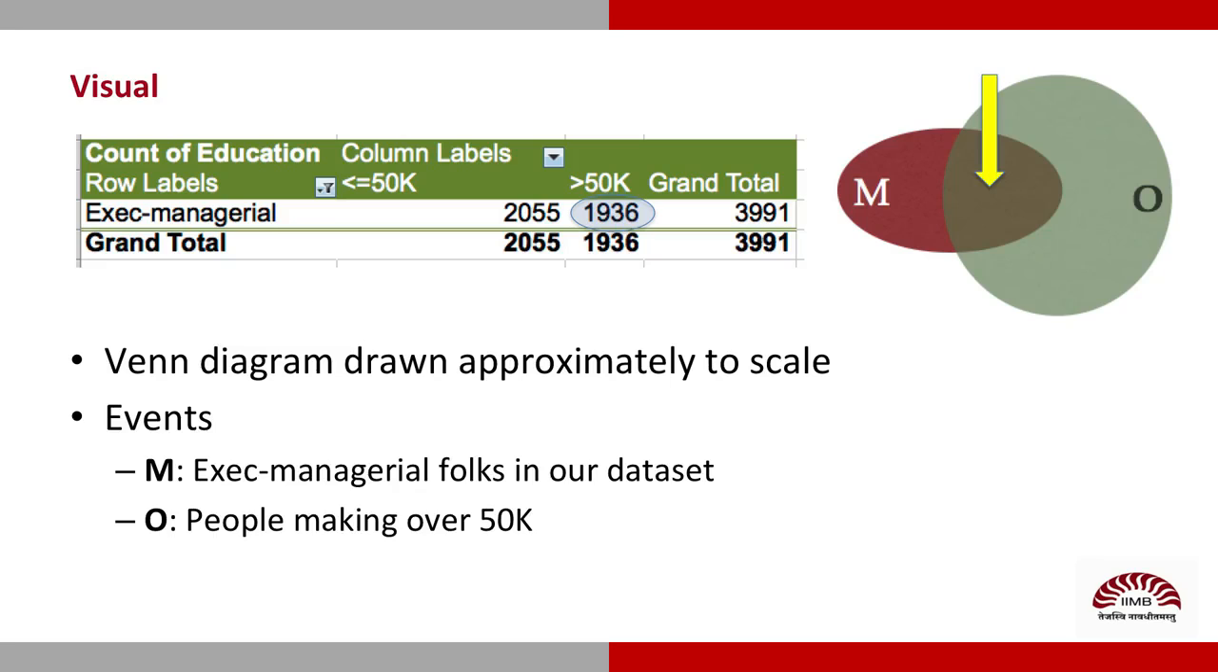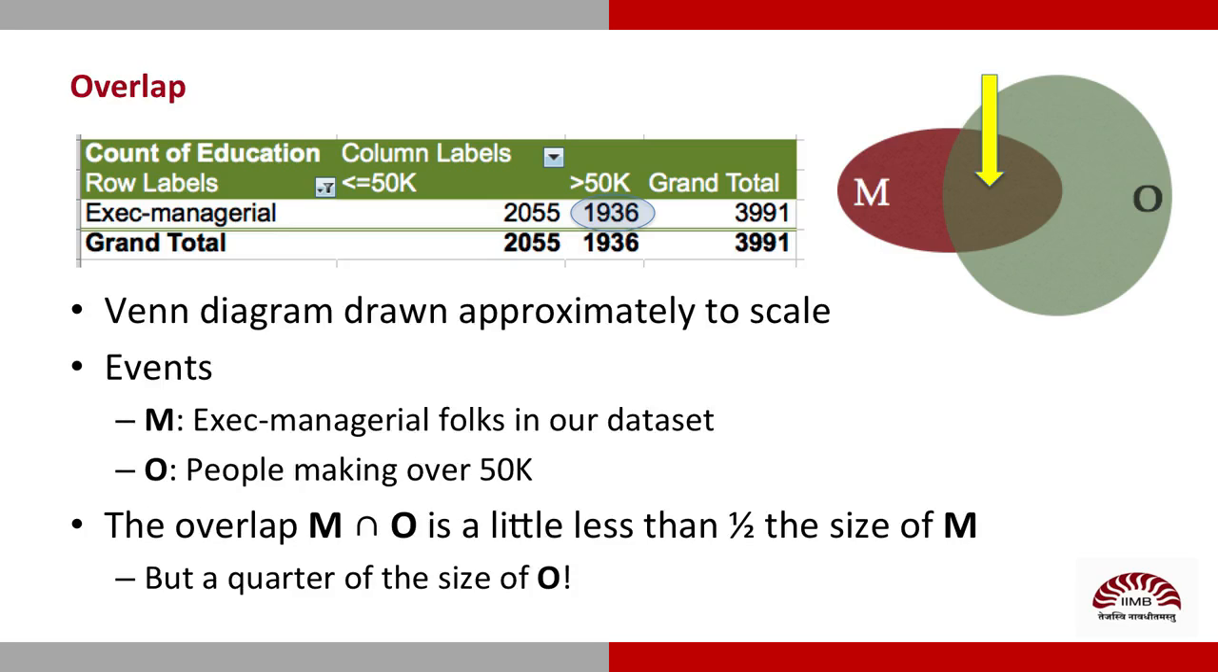We calculated these probabilities systematically, but some of us could use a Venn diagram. We have drawn one approximately to scale to see what is going on. Let M be the set of exec managerial people in our data set and O the over 50K people. The overlap, M intersection O, has a size of, you guessed it, 1936. The overlap is about half the size of M, technically 48.5%, whereas it is about a quarter of the size of O, technically 26%. Now I see the switch.